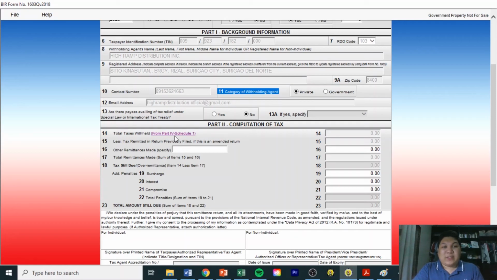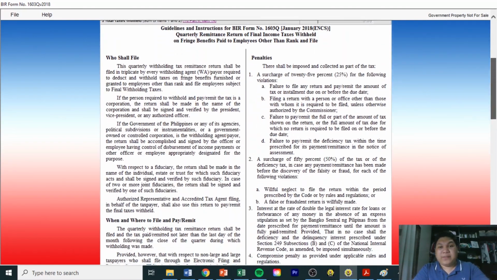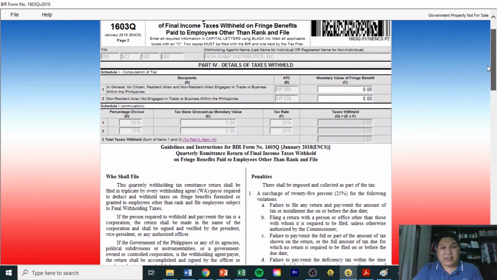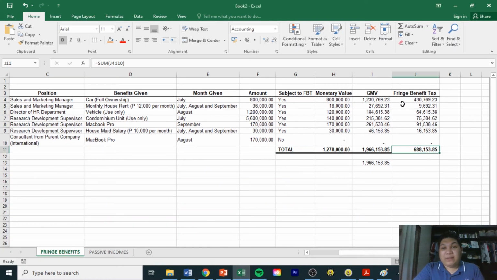So I will click this one, item 14, as you see on your screen. I will click this highlighted and underlined portion. It says from Part 4, Schedule 1, so I will click that. So it's the instruction here. If you are viewing it manually, then you can view this actually, but we only need this part. There are only 2 tax rates here, 35% and 25%. In our case, we only have 35%.